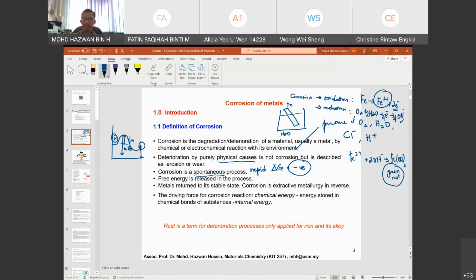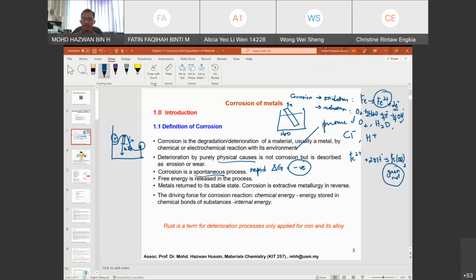Okay, you know that spontaneous is always related with delta G equals to a negative value. Anything that produces a negative value, you know that the process is spontaneous. And free energy is released in the process. Okay, so how does corrosion actually occur? Another possibility is because metal tends to return to its stable state. I guess I will explain this later on. Okay, and corrosion is extractive metallurgy in reverse.